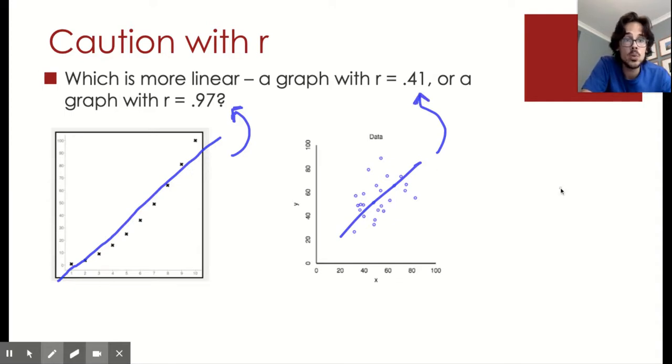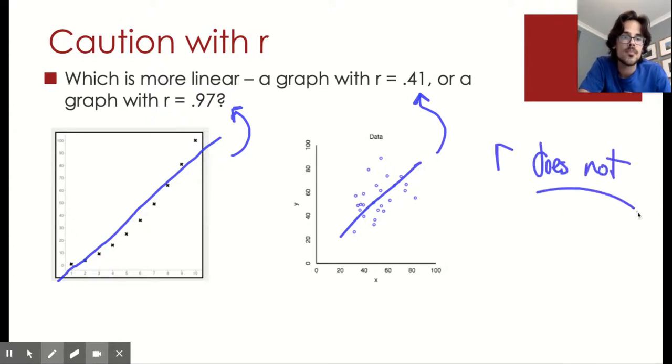So when you look at it, R does not give us info about form.